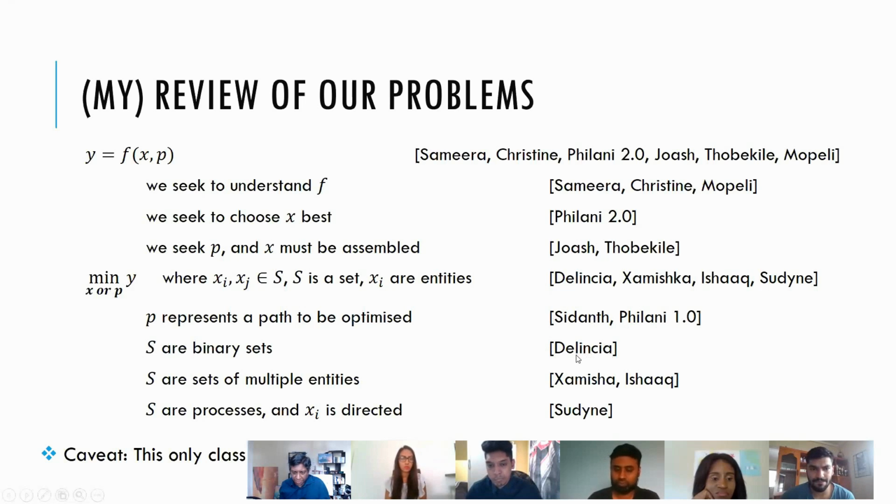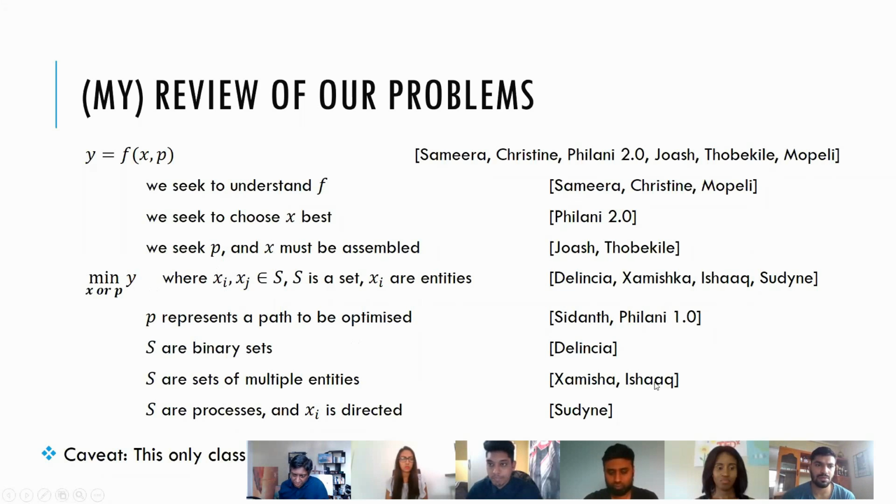So that's one. And then Delinsha, you are looking at minimizing the unmatched amounts, and you are creating binary sets. So in your stable marriage problem, you've got a group of entities, and you are trying to connect one entity in one group with one entity in the other group. So in your case, these sets are binary sets. You are going to allocate two things to each set. So that's in making a connection. And yeah, you are trying to minimize the unmatched amount.